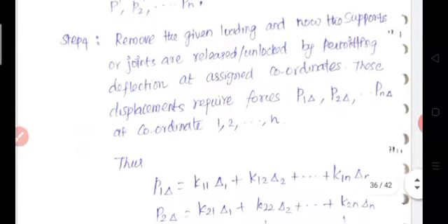In the fourth step, remove the given loading. Now supports or joints are released or unlocked by permitting deflection at the assigned coordinates. This displacement requires forces P1 delta, P2 delta up to Pn delta at coordinates 1 to n. So in the fourth step, we should remove the given loading and release the supports or joints by permitting the deflection at the assigned coordinates.